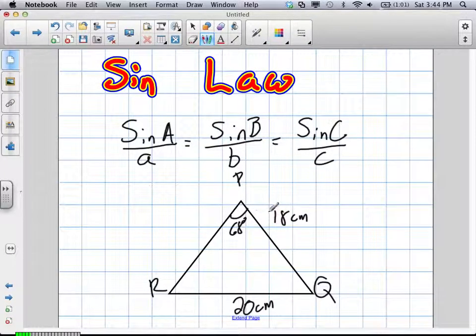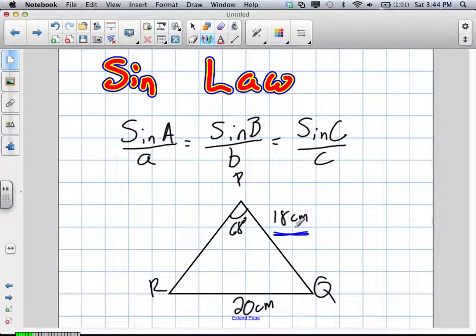The way we know we're going to use sine law is if we have an opposite side and the measure of the opposite angle. So because we have both these measures, we can use sine law to solve this. In fact, we're going to solve the triangle. That's going to be our goal here.